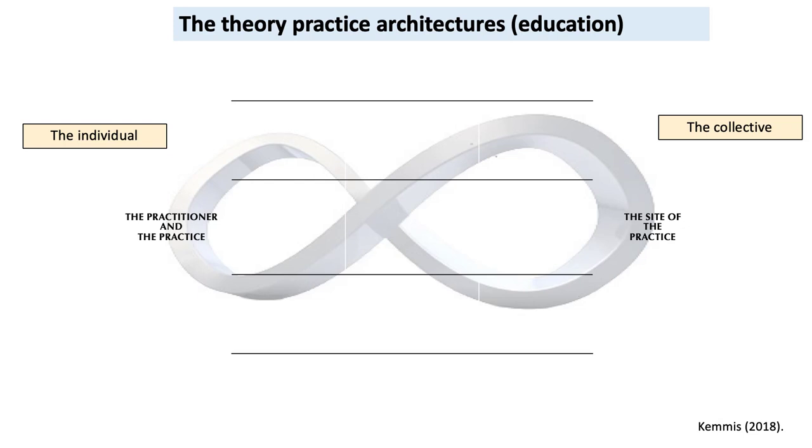Returning to that infinity symbol, the backbone of the theory of practice architectures as applied to education looks at the individual on one side and the site on the other, or the collective. So that's where that aim starts to talk about the individual and the collective. So we're looking at the practitioner and the practices and the site of the practices, where the practices take place. And that infinity symbol reminds us that these are mutually constituted, that they happen in a constant way. They're not sort of structured or siloed.